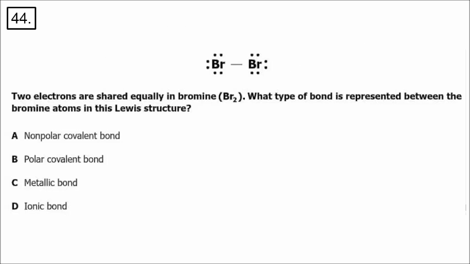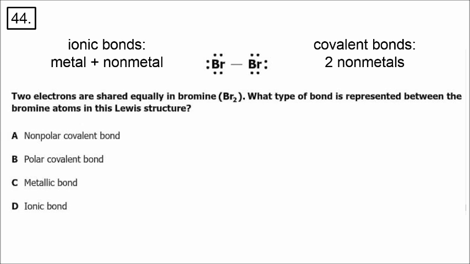Here in this question we have 2 atoms of bromine. They are connected with a bond, and the question is asking what type of bond is represented between the bromine atoms. We know that ionic bonds are metal and nonmetal, so we don't have that. Covalent bonds are 2 nonmetals. That's what we have. 2 bromine atoms is a covalent bond. So the correct answer is either A or B.